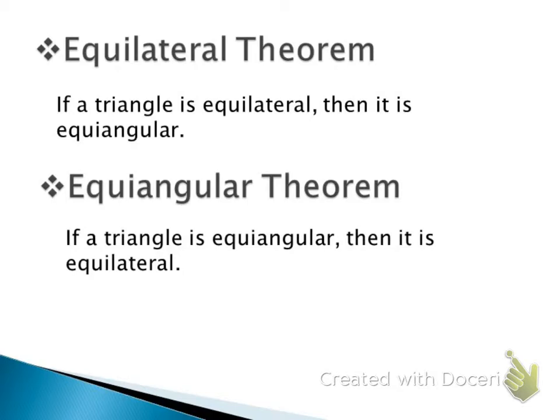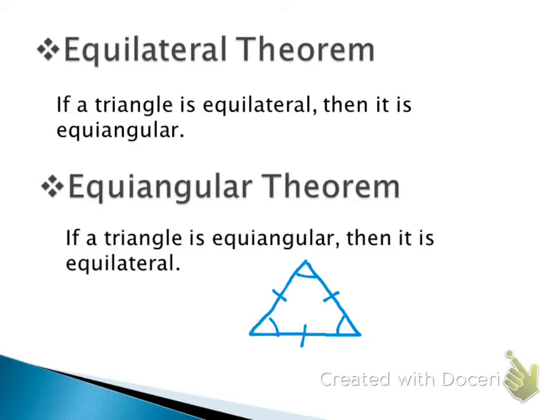So once you have them both in your notes, I want you to go ahead and draw a triangle. Label it equilateral. Then label it equiangular. They go hand in hand. Equilateral implies equiangular. Equiangular implies equilateral. Now, there's one extra thing I want to add to this.